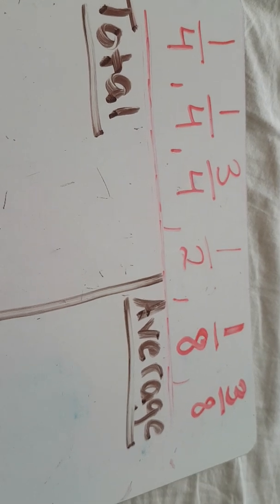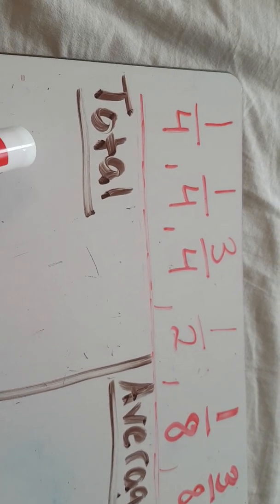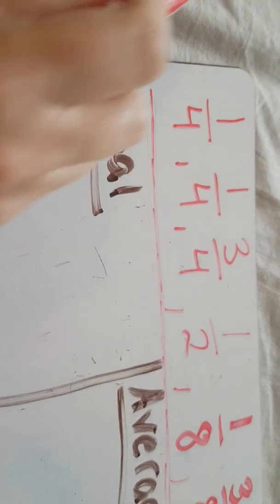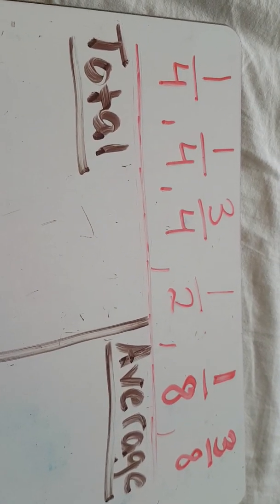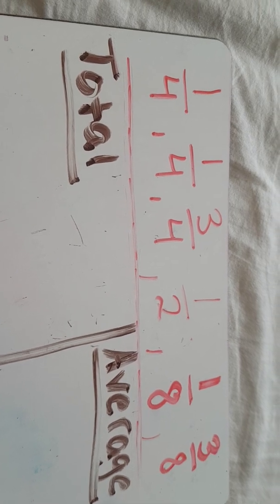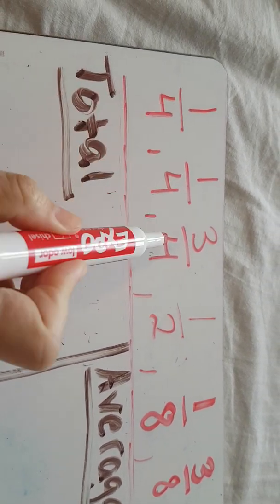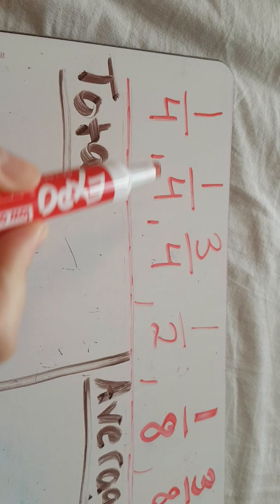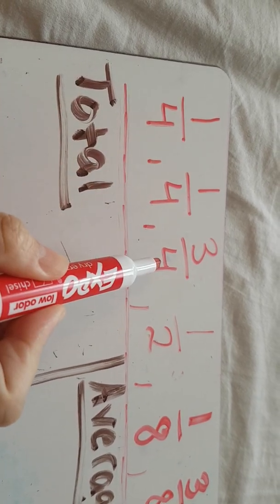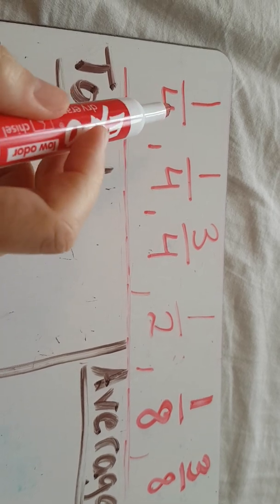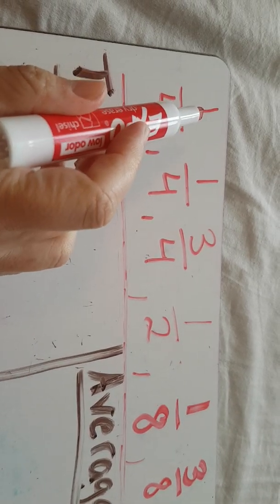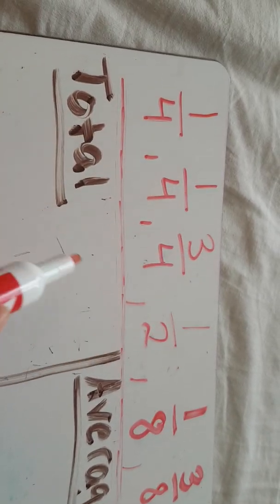All right, I think we need to review. When I find the total, that means I need to add all of my fractions together. In order to do that, the easiest way is to add all the fractions that have the same denominators. So right here I have 3 in a row that have a 4. This one's by itself, and 2 that have 8. So I'm going to add 1 over 4 plus 1 over 4 plus 3 over 4.